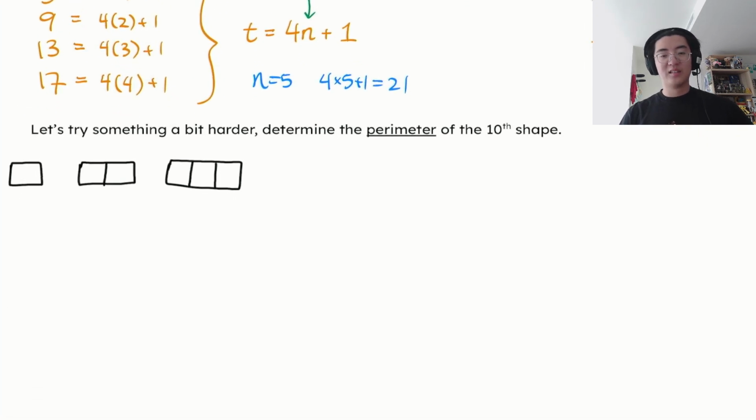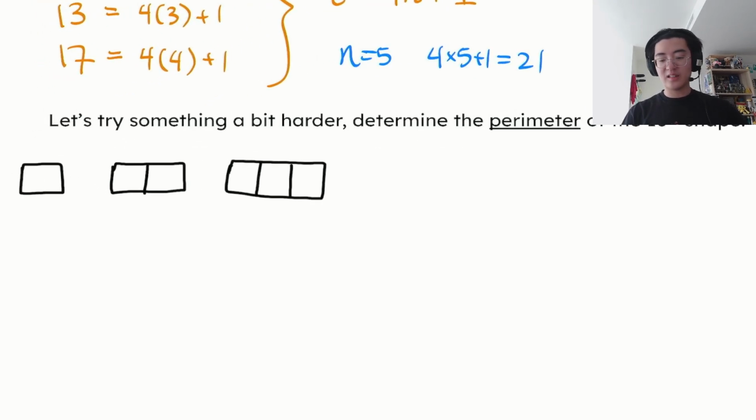Now it doesn't have to only apply to just numbers. We can look at different things as well. So let's look at the perimeter of the 10th shape here. For the first shape, that's a perimeter of 4. We got 1, 2, 3, 4. The next shape, we got 1, 2, 3, 4, 5, 6. That's 6. And the next one, 1, 2, 3, 4, 5, 6, 7, 8.